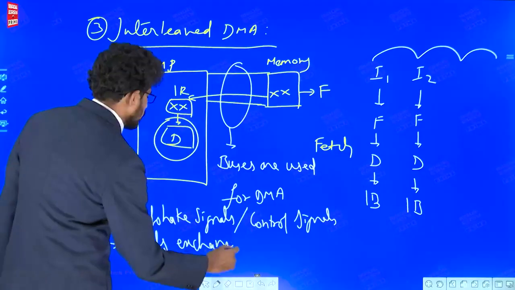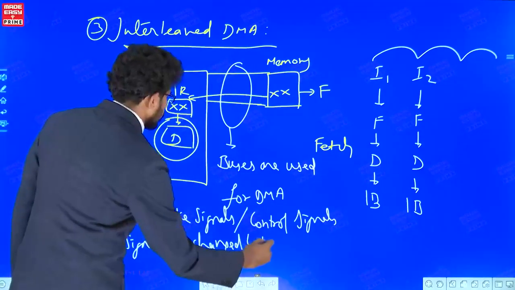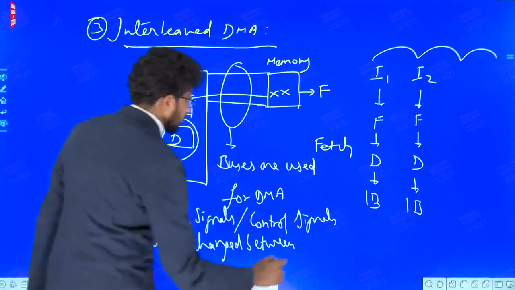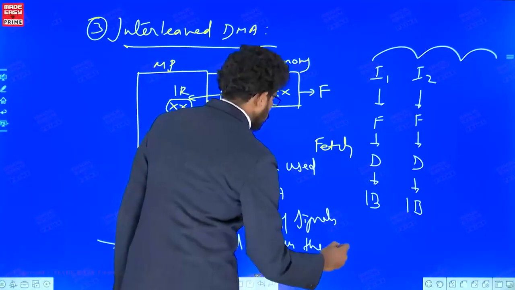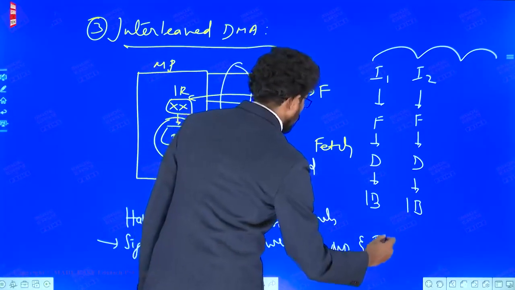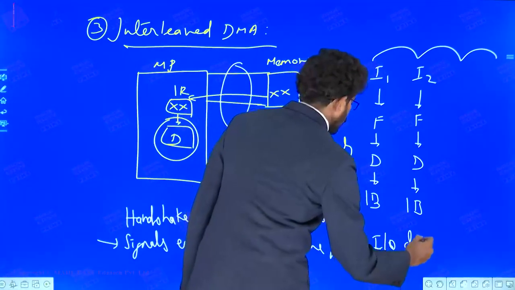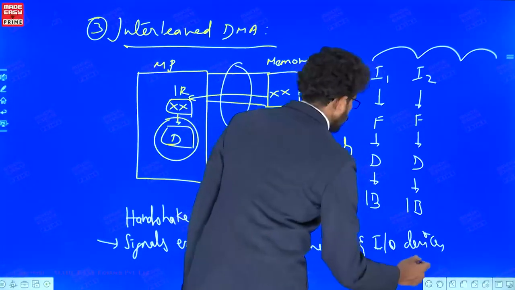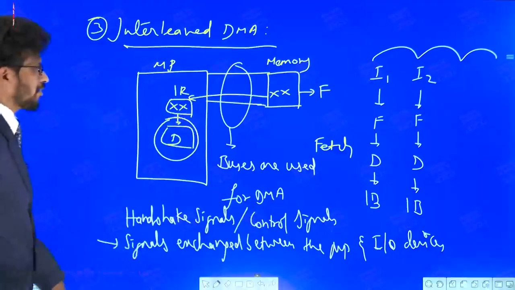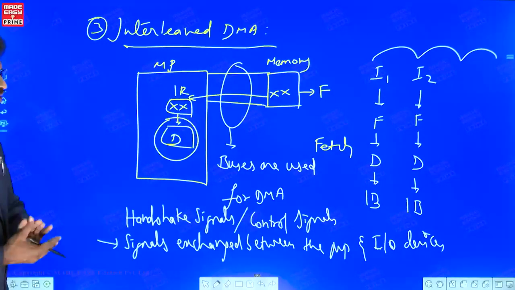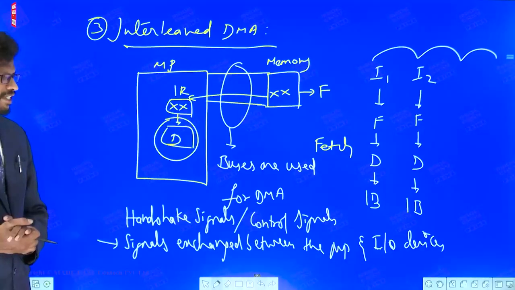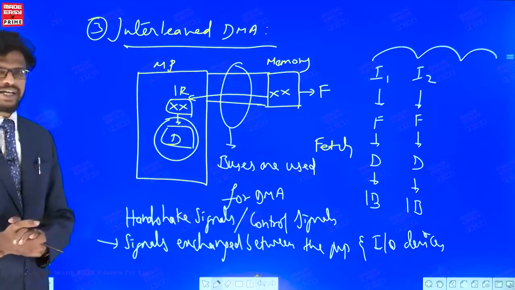Signals exchanged between the processor and IO devices. Processor and IO devices. So based on the handshake signals, they will be communicating between each other. So this is how we can discuss or consider the DMA operation.